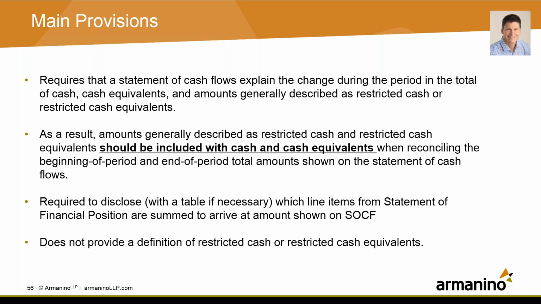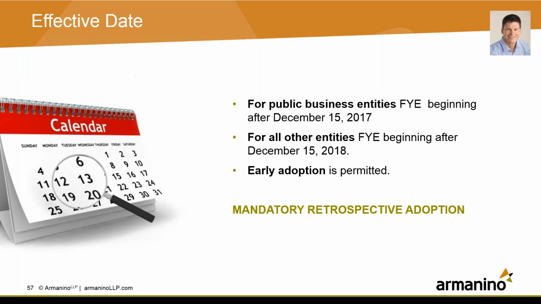The FASB doesn't provide a definition of what constitutes restricted cash or its equivalents, but I think it's pretty apparent that if anything that you're already showing on your balance sheet is restricted cash, then keep following that same methodology. Again, early adoption for this standard is permitted, and it's mandatory retrospective adoption, which makes sense because you want to have the same line items appearing in your statement of cash flows both in the current period and prior period.